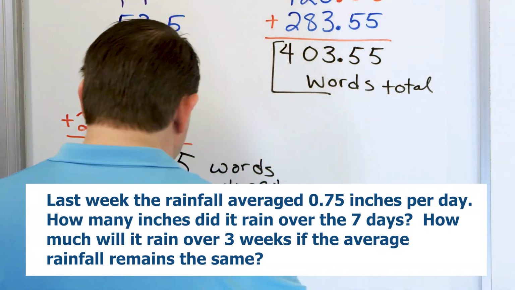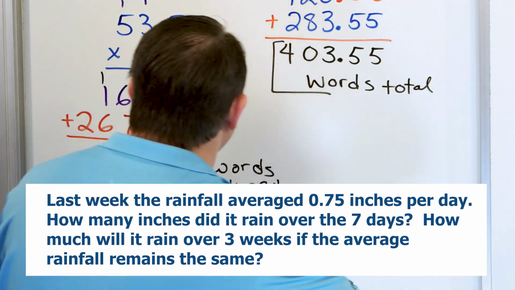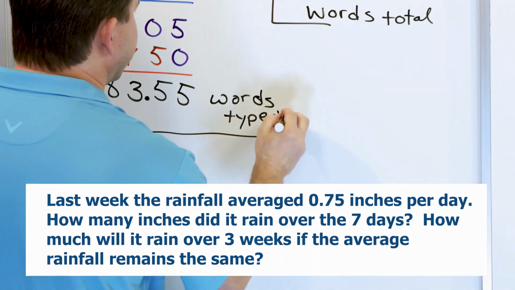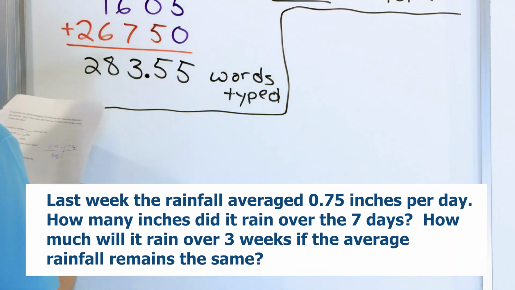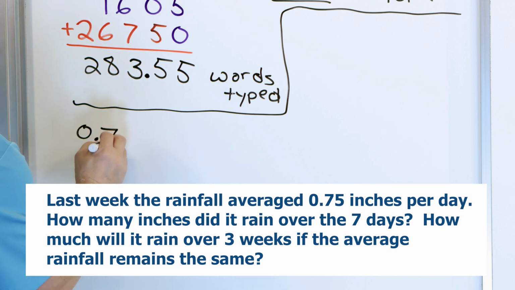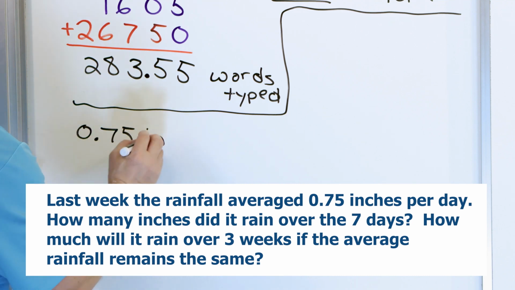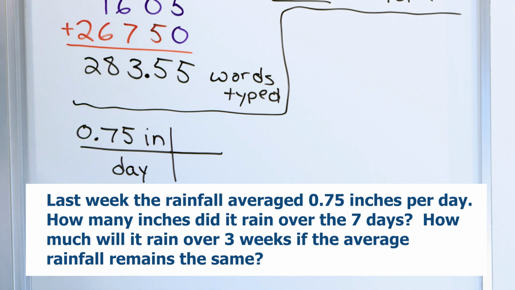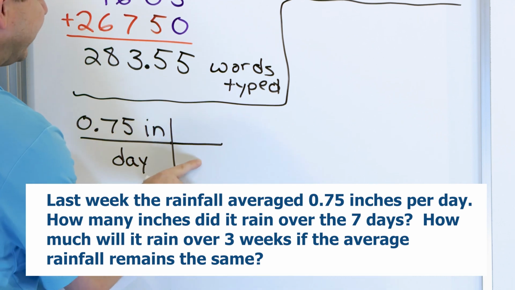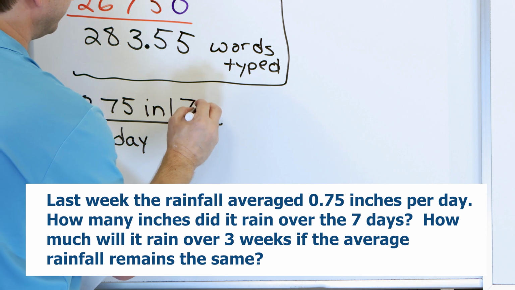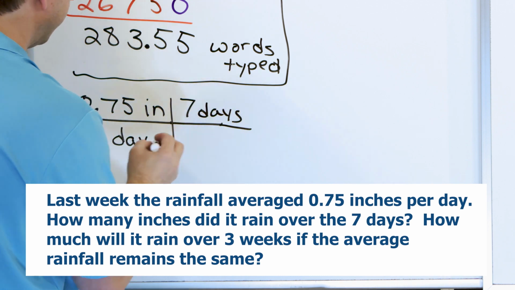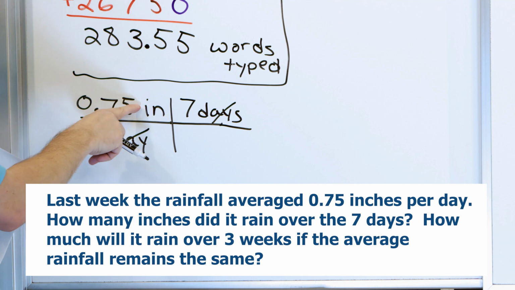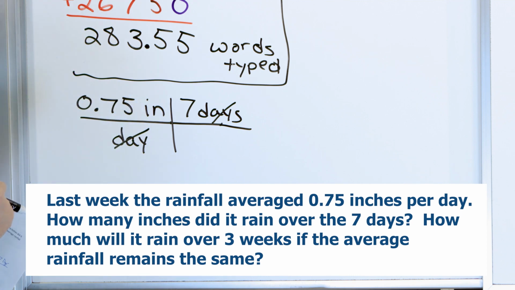Now, if you're not totally sure, we can just set that conversion table up, which is, I think, always a good idea anyway. So we can go over here and say 0.75 inches per day. And it rained how many days? 7 days. I don't want to put the days down here, because then nothing will cancel. I have to put the days up here. And then you can see that days cancel with days. The only unit that you have left is inches. So you know you have to multiply.